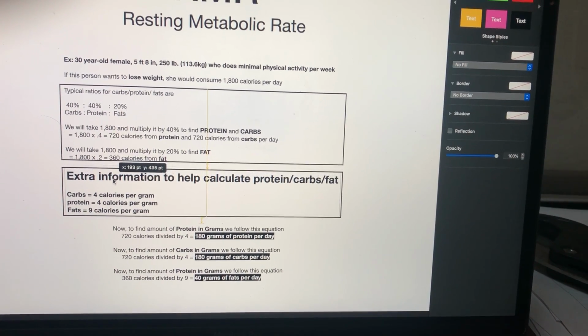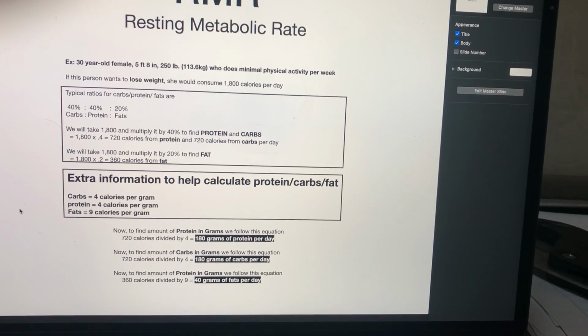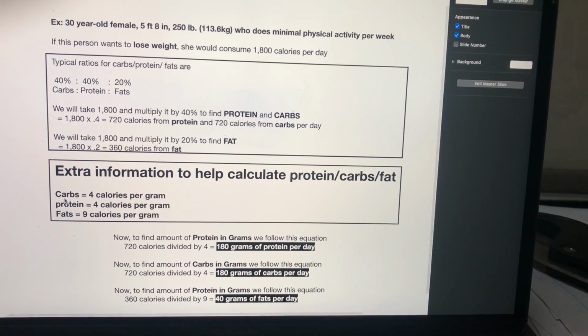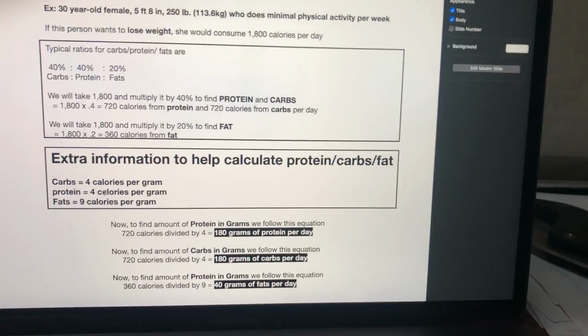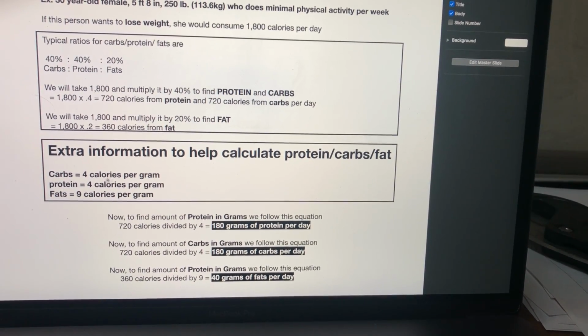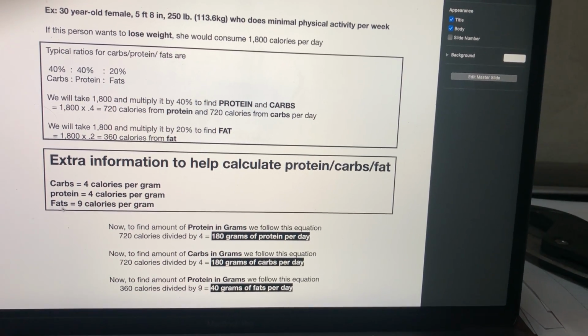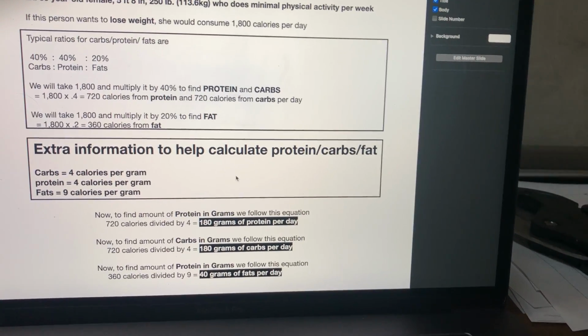So here's another little piece of information. This is just found in textbooks. These are scientifically correct variables. Carbs have 4 calories per gram. Protein also has 4 calories per gram. And fats have 9 calories per gram.